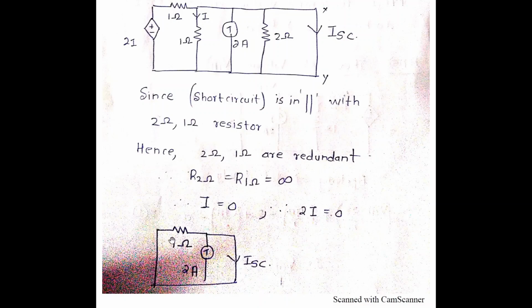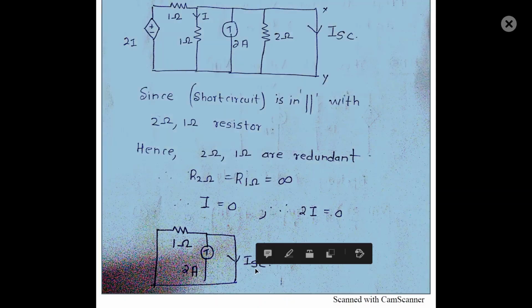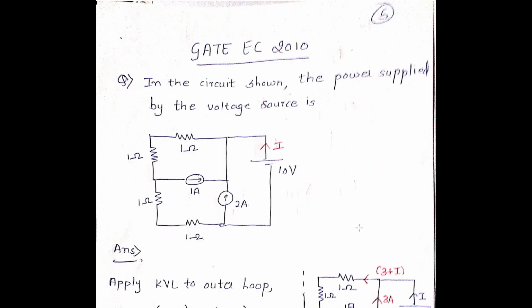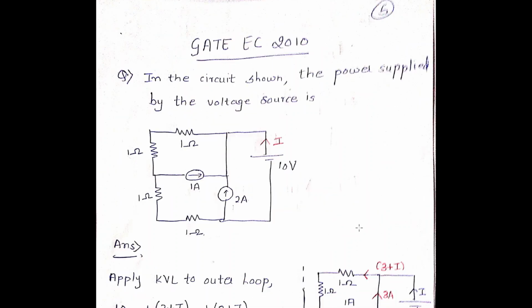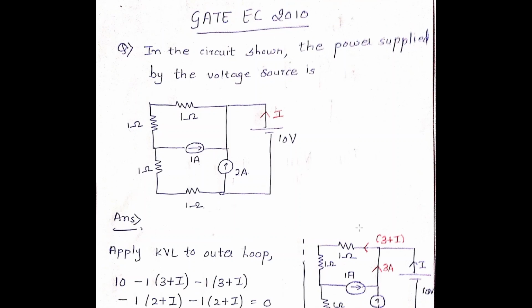Now, this 1 ohm is in parallel with a short circuit. Hence, finally, you have a 2 ampere ISC. Therefore, RTH is equal to VTH upon ISC, which is equal to 2 ohms. Fine, that is important. The next question that we have was asked in GATE EC 2010.